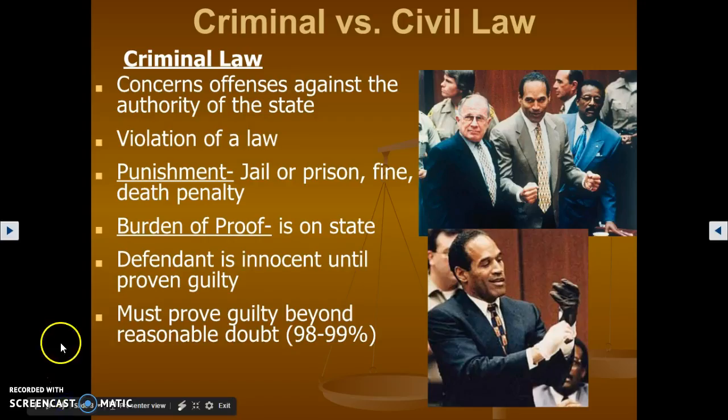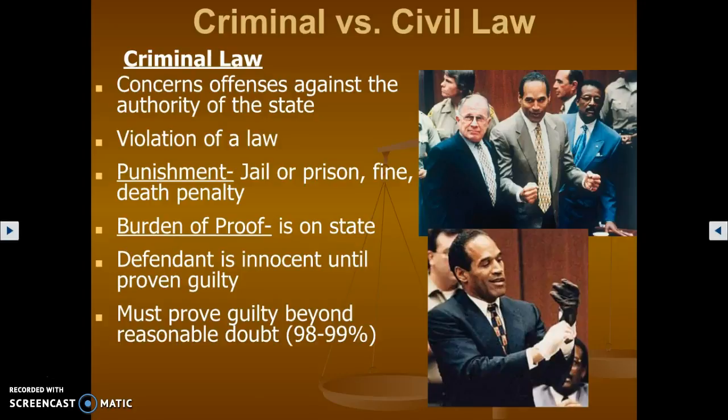Okay. And here I just summarized what we look at, the big concepts of criminal versus civil law. So criminal law concerns offenses against the authority of the state, violation of a law. So you committed a crime, breaking a law in a specific state. The punishment would be jail, prison, fine, or death penalty. What we call the burden of proof is always on the state. So the state has to prove that you're guilty. Therefore, you are innocent until proven guilty, which you've heard before.